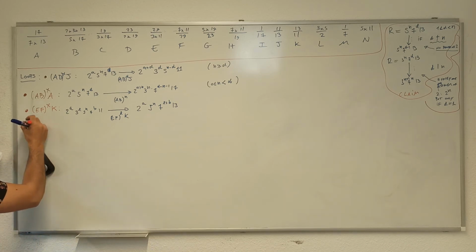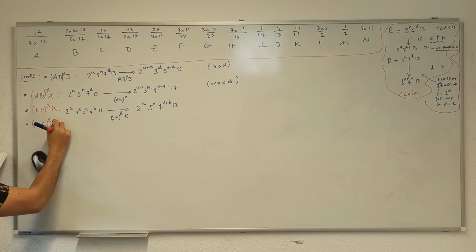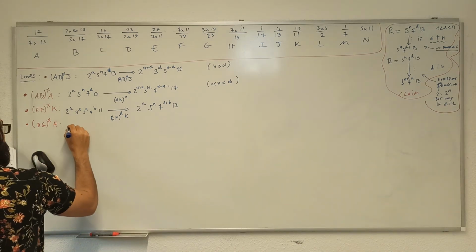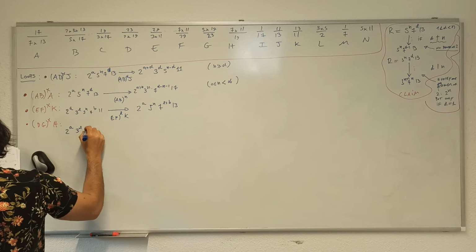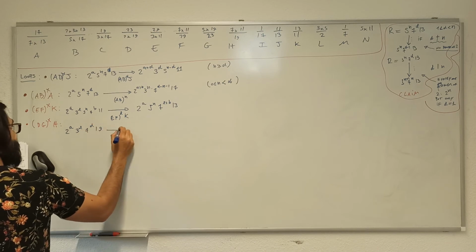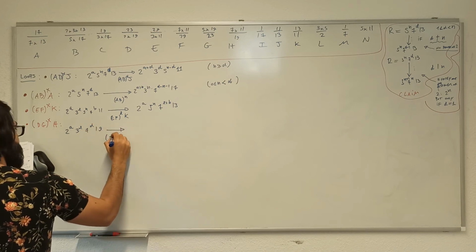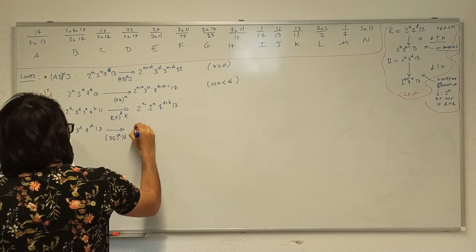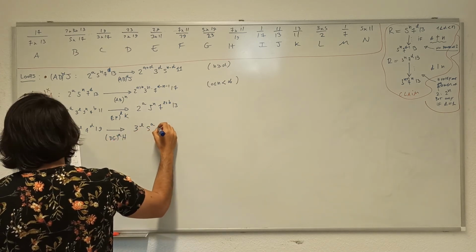Let me put another loop here, DG H. What is that loop? So suppose I start with a 2 to the A, 3 to the L, 7 to the D, and 19. So apply DG 8 times and then an H. That will make the same.